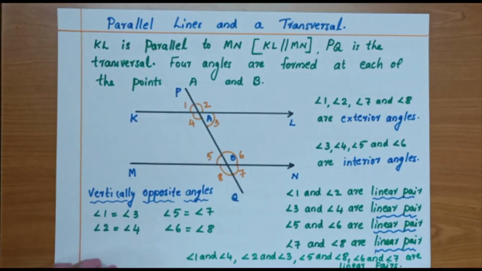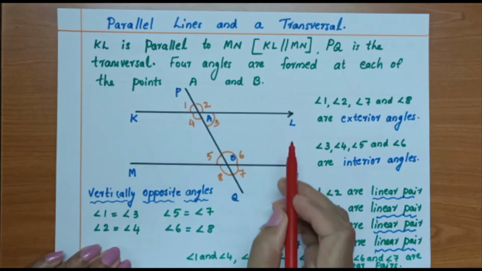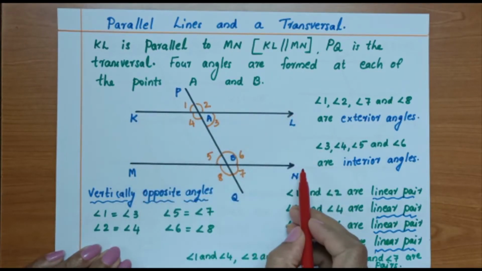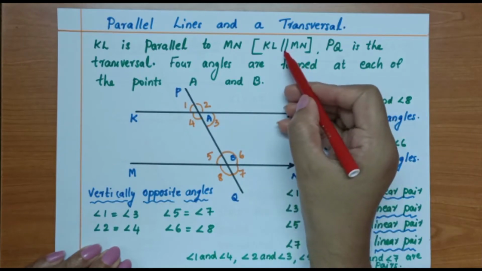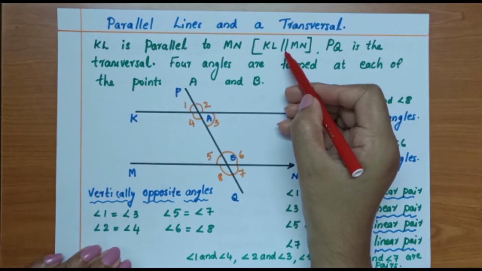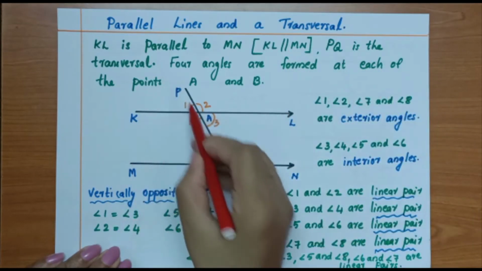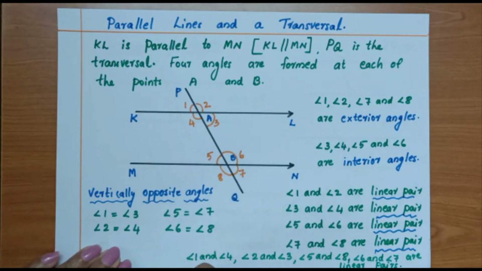Next one. KL is parallel to MN. These two lines are parallel lines. This is the symbol we commonly use to represent parallel lines. So KL is parallel to MN. PQ is a transversal. Four angles are formed at each of the points A and B.